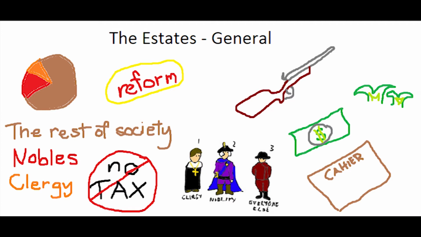King Louis asked all three estates to write cahiers, or notebooks, listing all the grievances of the French citizens. Most of the topics they wrote about were tax reform, freedom of the press, and the regular meeting of the States General.